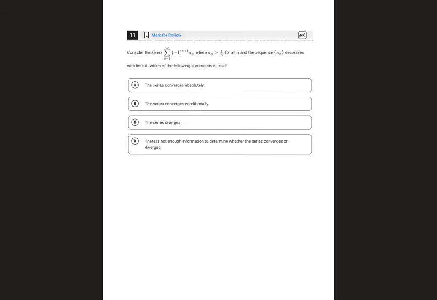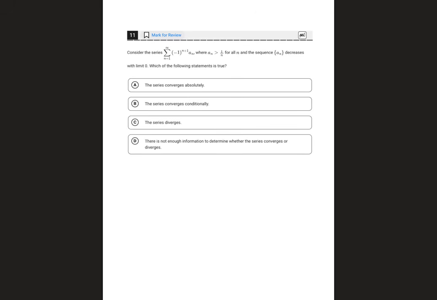Consider the series from n equals 1 to infinity of negative 1 to the n plus 1, so an alternating series, of a_n, and that a_n is greater than 1 over n for all n, and the sequence a_n, just the list of the terms of that sequence, decreases with limit 0. Which of the following statements is true?